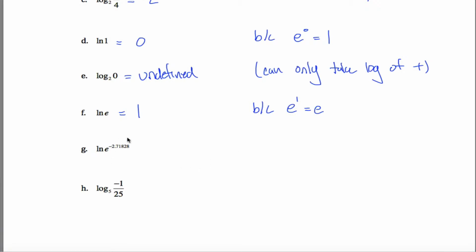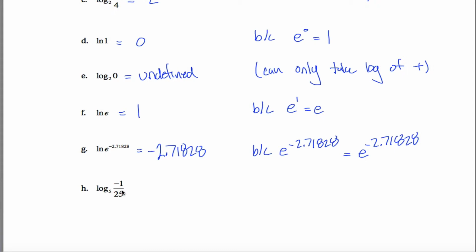The natural log of e raised to some power. This is asking you the question, to what power must you raise e to make it equal to e raised to the -2.71828 power? Well, that answer would be -2.71828. And the logic is because e to the -2.71828 is equal to e to the -2.71828.